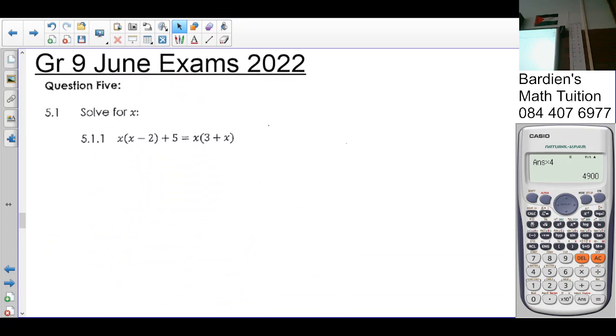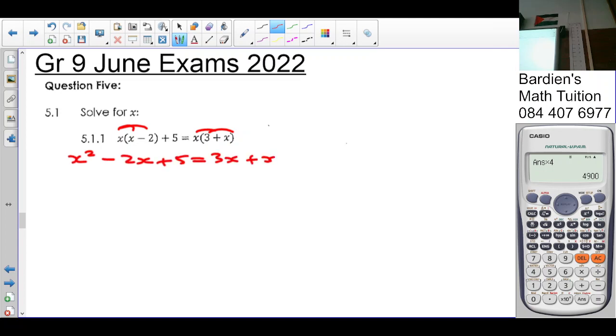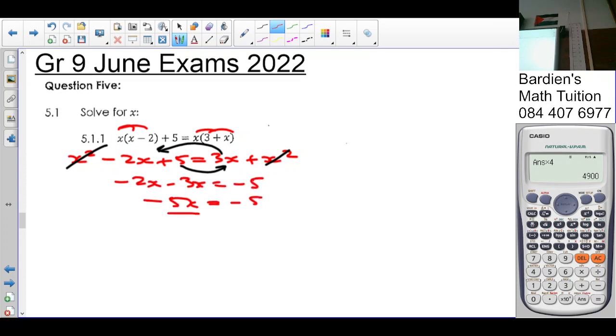The next one, the question says solve for x. First we need to get rid of our brackets. So that gives us x squared minus 2x plus 5 equals 3x plus x squared. If I bring that x over the equal sign, that will cancel. X is on one side, numbers the other side. Will be negative 2x minus 3x is equal to negative 5. That gives you negative 5x equals negative 5, divided by negative 5 both sides. So x is equal to 1. Is that correct? Right?